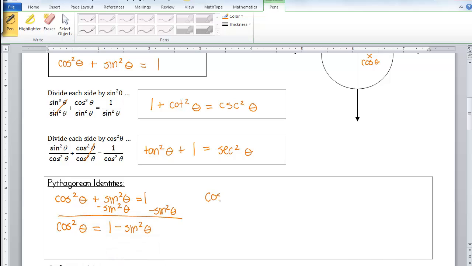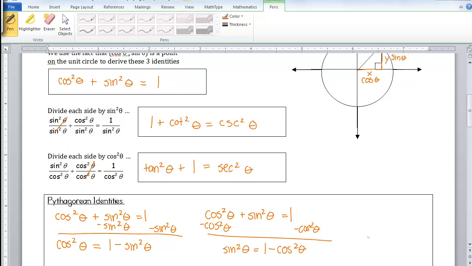Likewise, if you were to take the same identity, but this time subtract cosine squared from each side, you will get sine squared equal to 1 minus cosine squared. You can follow the same idea for each of the other two. So let's write each of our other Pythagorean identities in. Again, we just found the other two for the first identity.